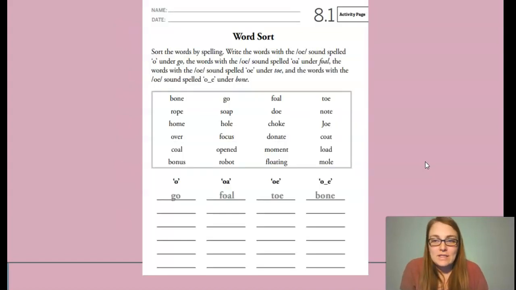Okay, our activity page today, 8.1, sort the words by spelling. So just like we've been doing, now we're sorting them into the o like go, o-a like float, o-e like toe, and o space e like bone. Read through the 4 lists of words, there's 26 words altogether, and sort them where they go.